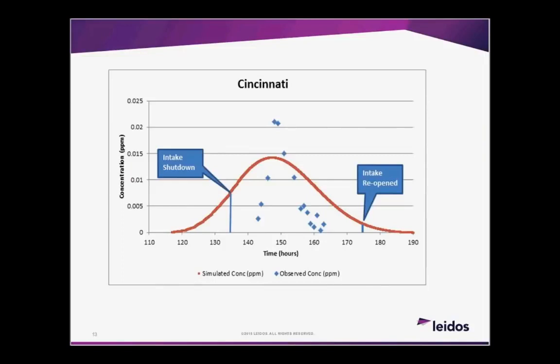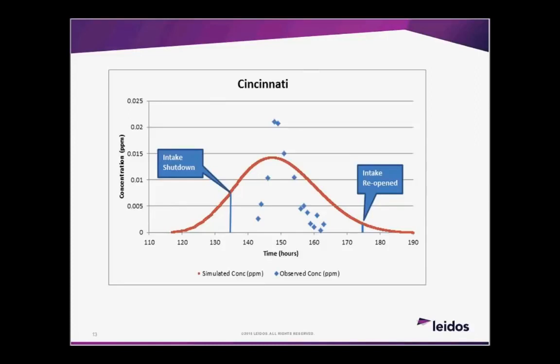And here's the breakthrough curve for Cincinnati. And so what did the folks in Cincinnati do with some of this information? The water utility shut down its intake shortly before midnight on Tuesday, January 14th, which was 136 hours after the spill, assuming the spill began around 8 a.m. on January 9th. And this was a precautionary measure to protect its drinking water supply.